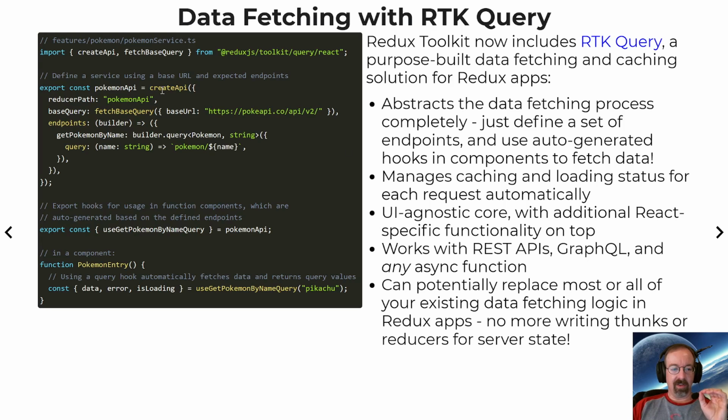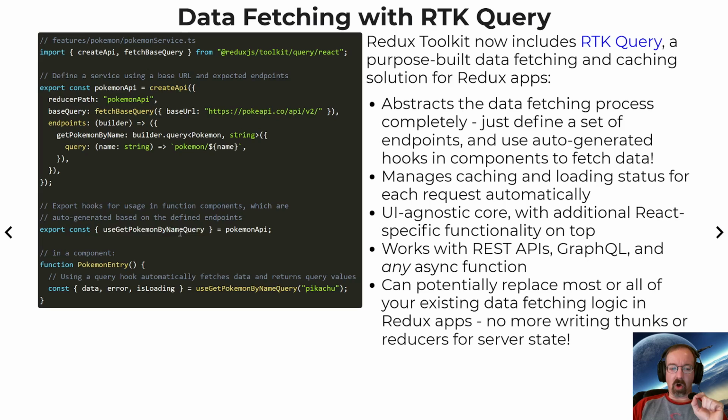The idea here is that you define an API, which is kind of like a super powered slice. You provide a base URL, and you define one or more endpoints. Now, in this case, our endpoint is going to be fetching data for a single Pokemon based on its name. So we take the name as an argument, we return the rest of the URL string. Ultimately, it'll end up combining it with the base URL.